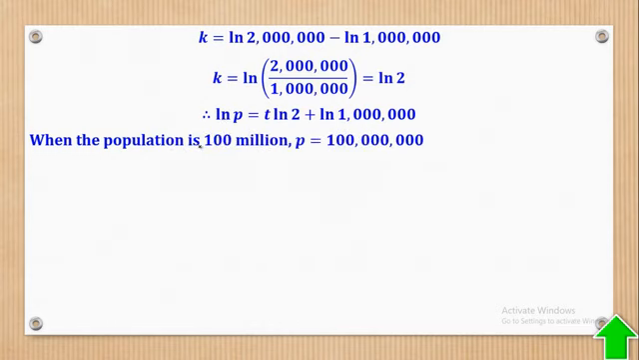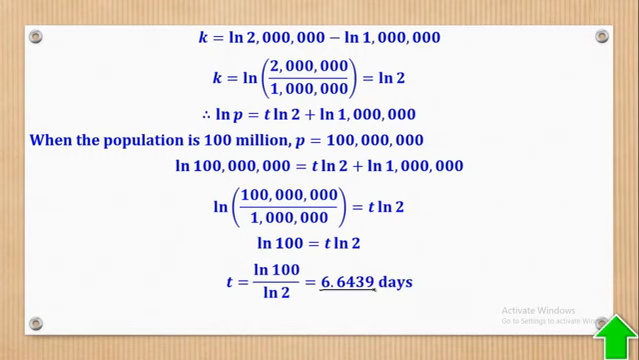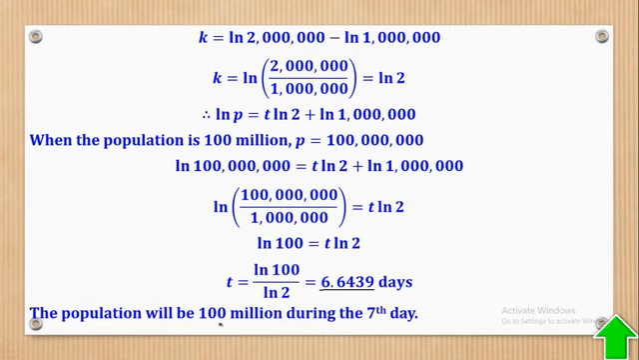Now, when the population is 100 million, it implies that p is equal to 100 million. Therefore, I'll come and substitute for p to be able to get the value of t. So take the ln this side, it will come up with this expression. And this divided by this gives you 100. Therefore, make t the subject, t will be equal to 6.6439 days. Therefore, we shall conclude that the population will be 100 million during the 7th day, because it is already past the 6th day.